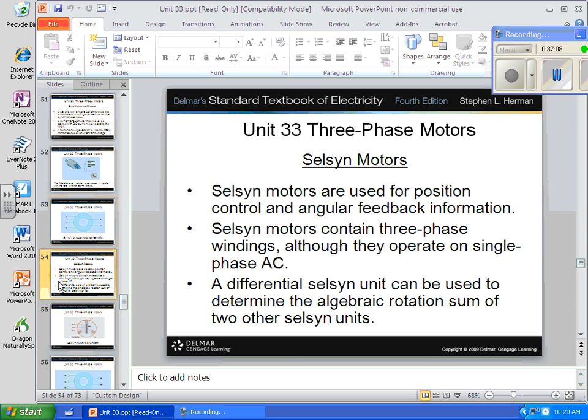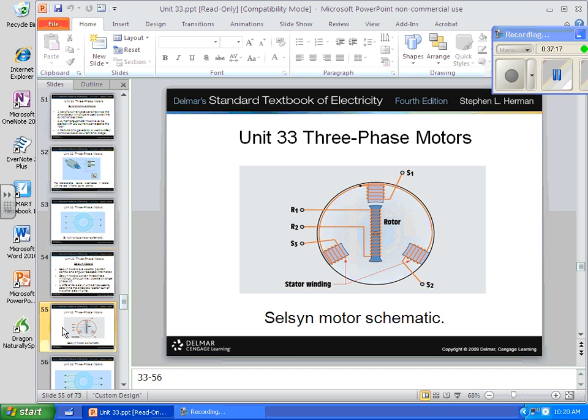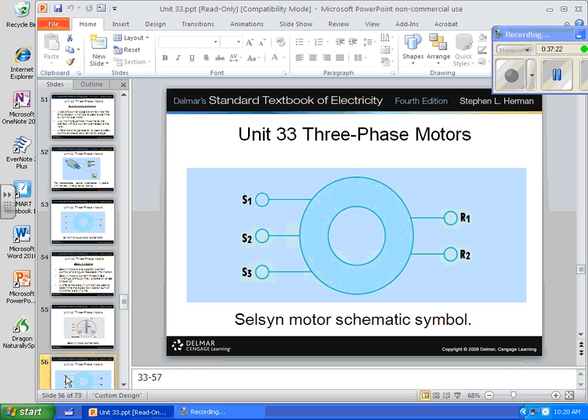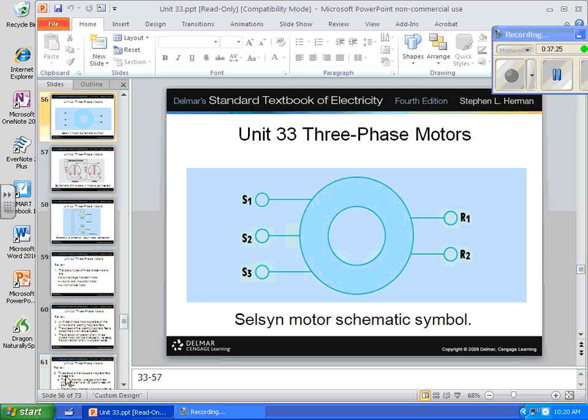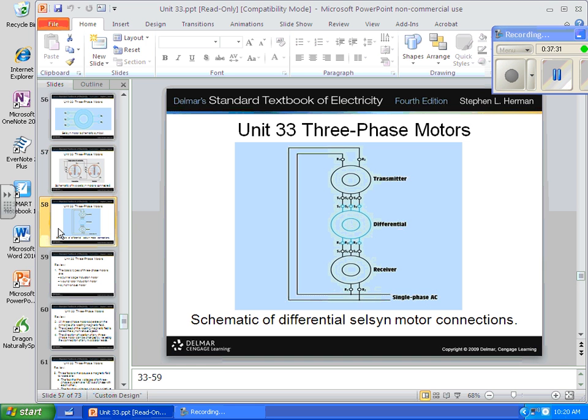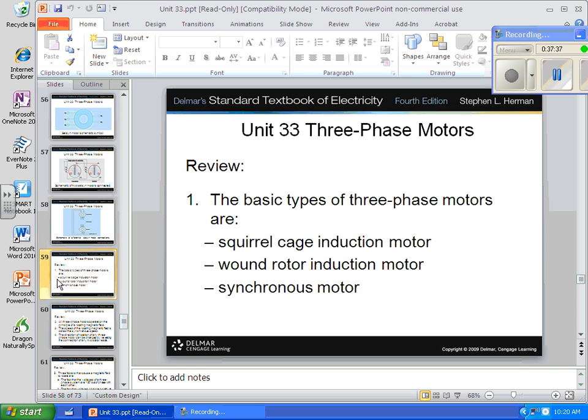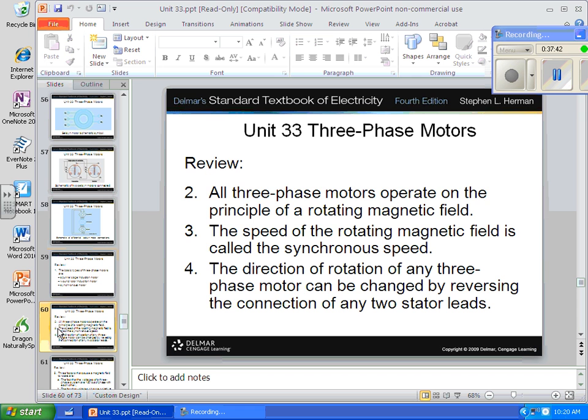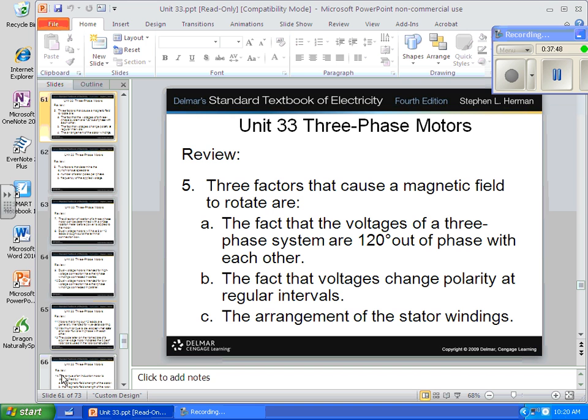Selsyn motors, we're only going to talk about this very quickly. Used for position control and angular feedback information. More about Selsyn motors. Schematic. Different kinds of Selsyn motors. And then we're going to go into a review of everything we just talked about. You can read these a little later. They're all in your book.